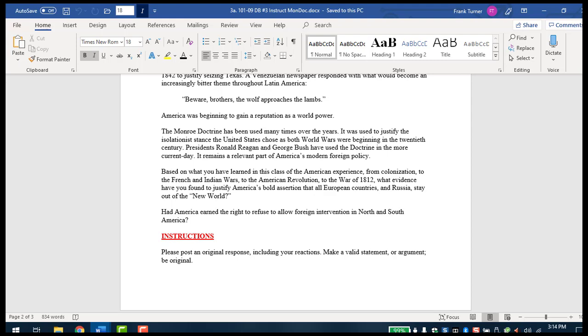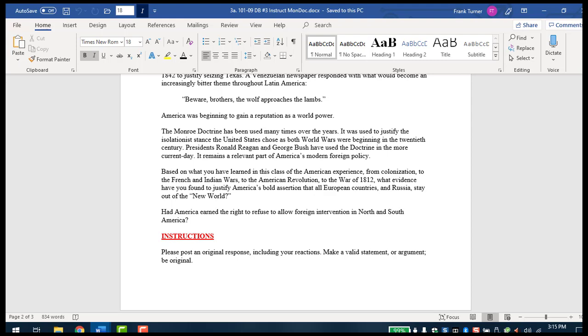The Latin American countries are saying, we don't need you to help us, stay where you're at. But America wants to get involved. So America is beginning to gain a reputation as a world power. So the Monroe Doctrine has been used many times over the years. It was used to justify the isolationist stance that the United States chose as both world wars were beginning in the 20th century. Presidents Ronald Reagan and George Bush, in our more recent eras, have used the doctrine in the current day. It remains a relevant part of America's modern foreign policy.